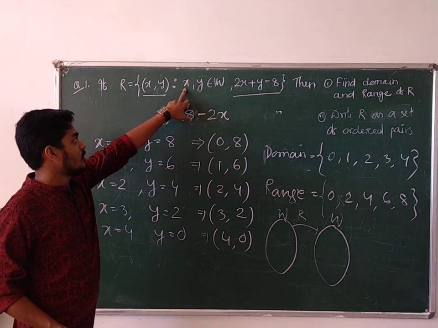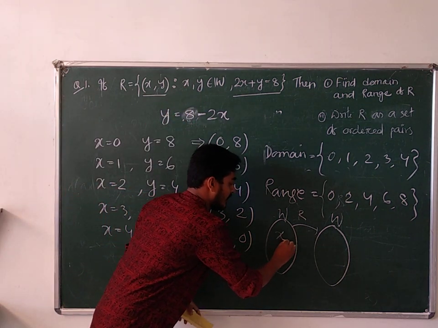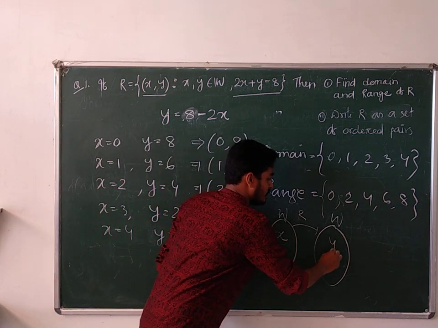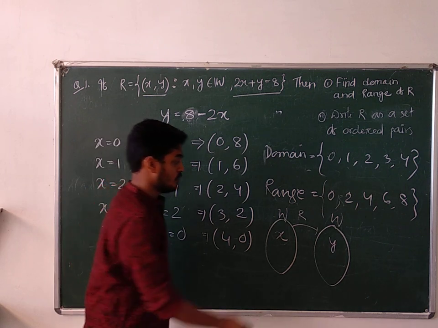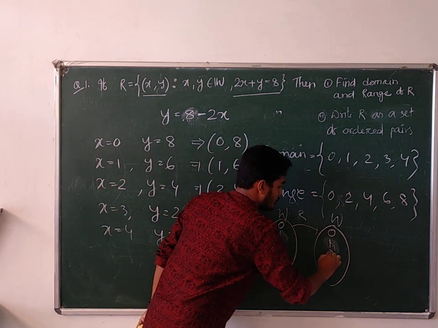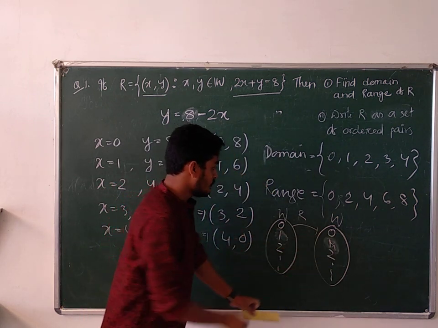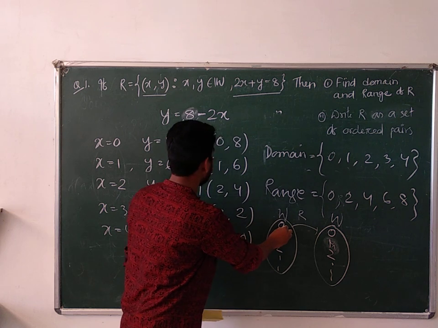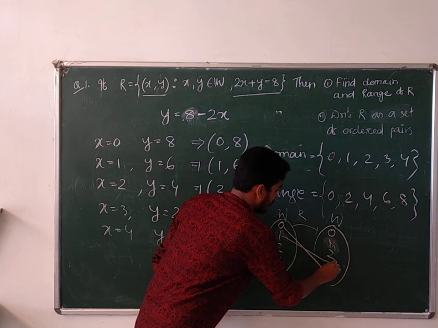Because the values of x and y are whole numbers. X belongs to the elements of the first set and y belongs to the elements of the second set. X and y are whole numbers, so from here 0, 1, 2, 3, like that, and 0, 1, 2, 3, all those numbers are here. The related elements: 0 is related with what? 0 is related with 8, 1 is related with 6, am I correct?